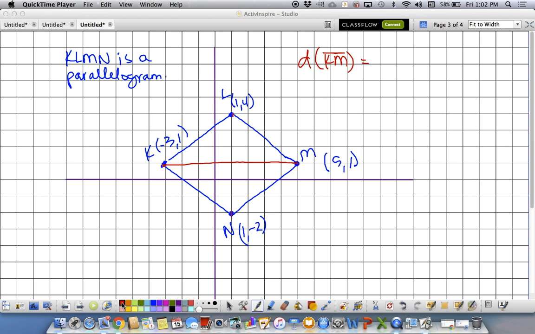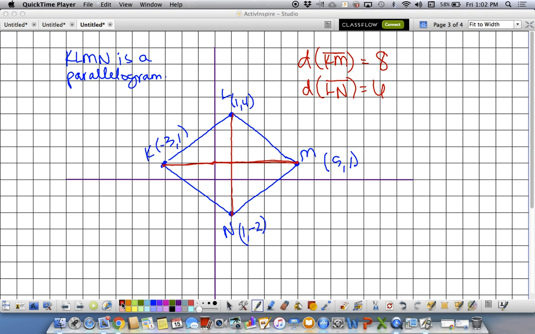Okay, so I like this 8 units, because from here to here is 3, and then from here to here is 5. You could do the distance formula if you really felt like it, or you can just count the squares. Okay, what about the distance from L to N? L to N is 6 units.